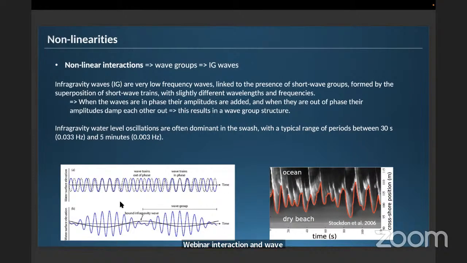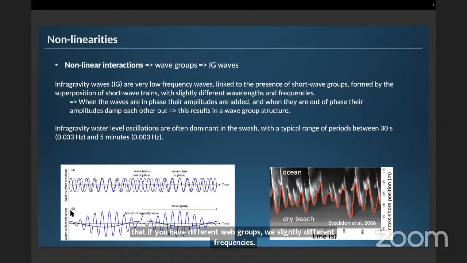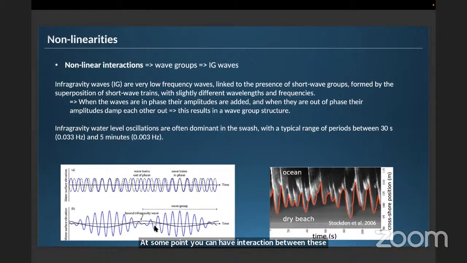And so what is pictured in the sketch on the bottom is that if you have different wave groups with slightly different frequencies, at some point you can have interaction between these frequencies and you can create these wave groups that, on average, change the elevation of the sea level.